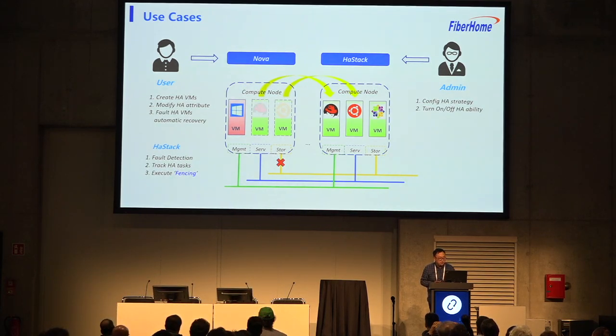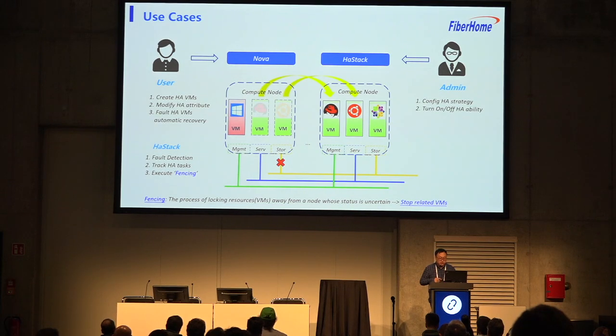And the HA stack itself provides host fault detection and HA task tracking capabilities. And in some scenarios, it also needs to perform fencing actions. And above are the most common interaction scenarios of the system. And here, I also introduce a term: fencing. It means the process of locking resources away from a node whose data is uncertain. So in our solution, it means stopping related VMs when the host status is uncertain.